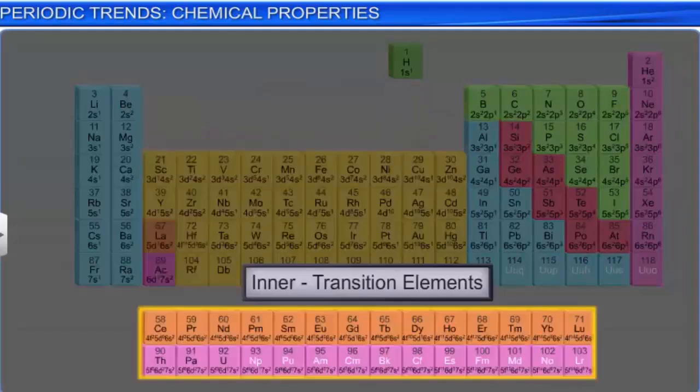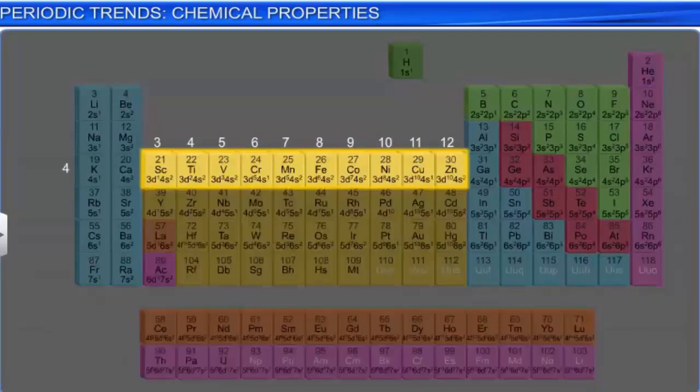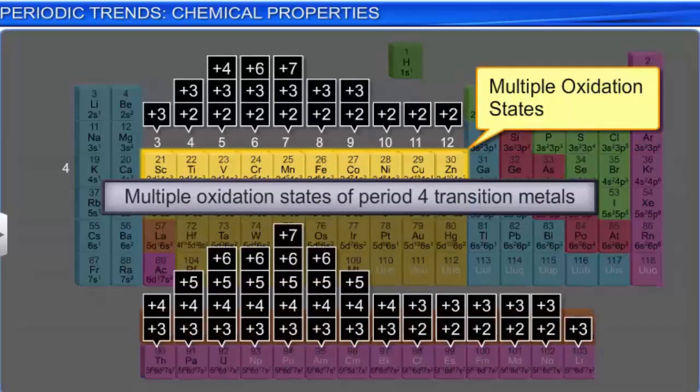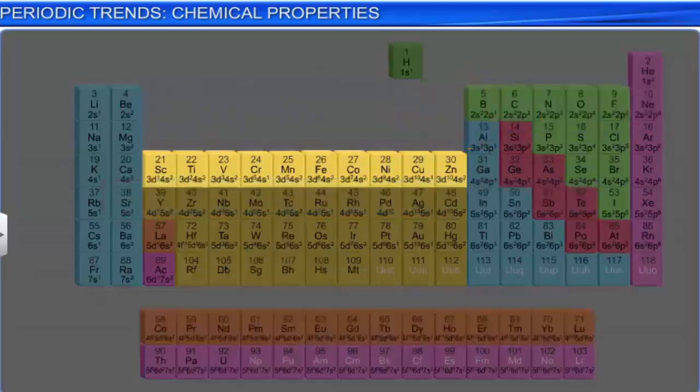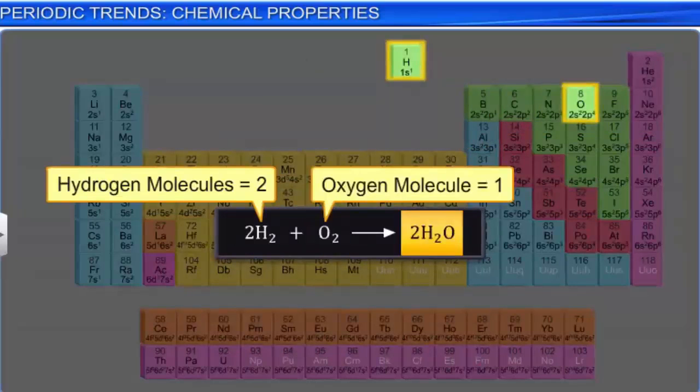Transition and inner transition elements exhibit variable oxidation states. Along with transition elements, inner transition elements also show oxidation states. Now, let's understand the role of oxidation states of individual elements during the formation of compounds. The number of atoms of each element required for compound formation depends on the oxidation states of the elements.